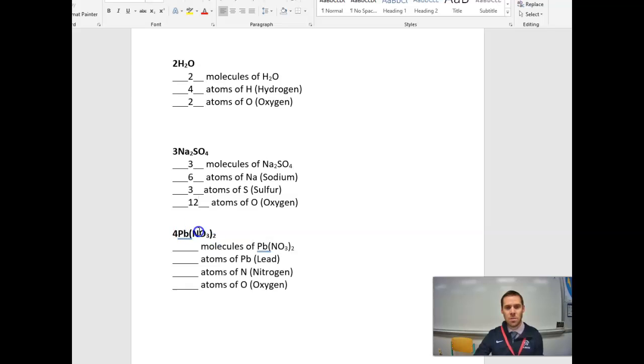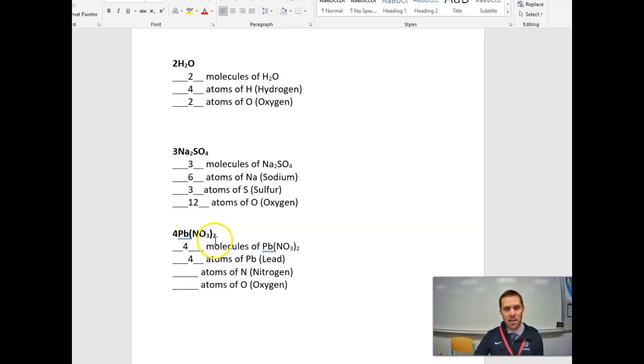And last one, this one is the most complicated one, so take your time with this. So how many molecules of Pb(NO3)2 do I have? That's what this coefficient 4 is going to tell us, so I've got 4 molecules of Pb(NO3)2. How many atoms of lead do I have? You got 4 times, there's no subscript here, so I'm going to assume that there's 1 atom times my coefficient 4, which would mean that I have 4 atoms of Pb, lead. So that's capital P, that's 1 element.